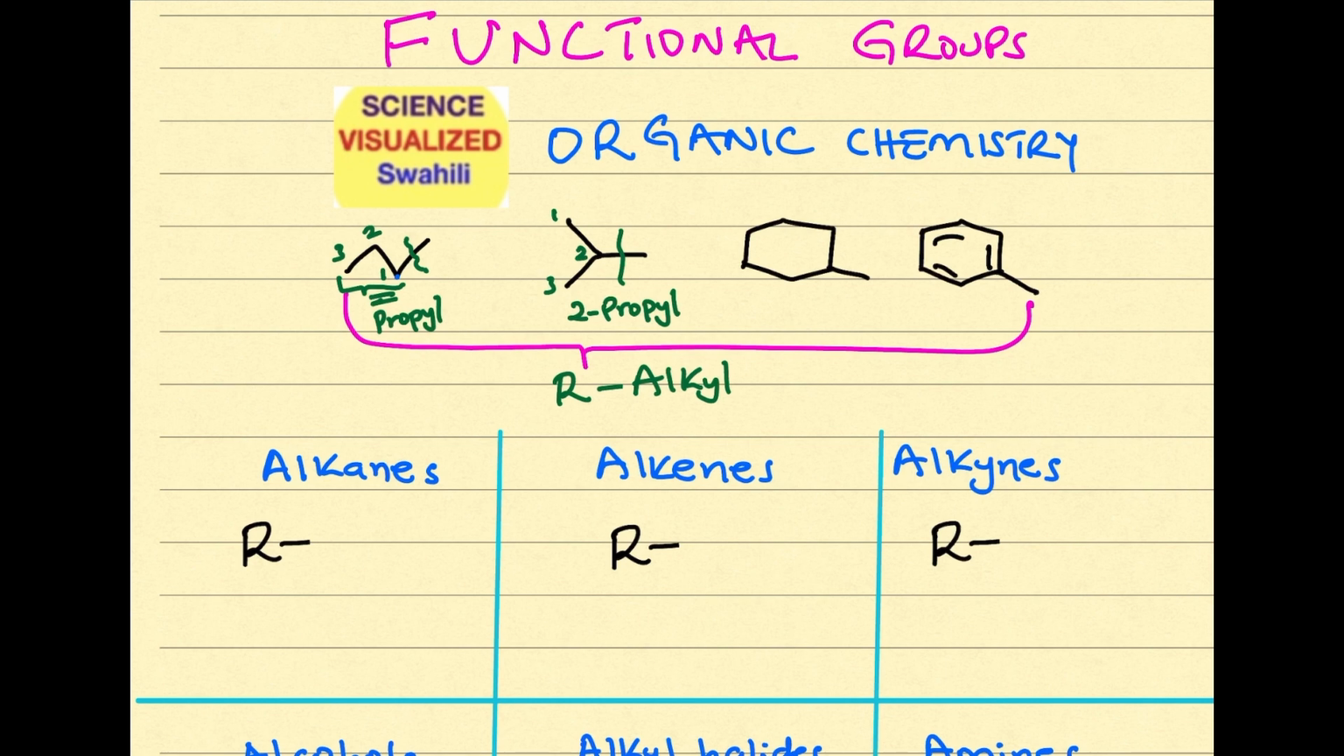So 2-propyl alkyl group. This one here has 6 carbons, so it becomes cyclohexyl. This one here is a benzene ring attached to something else, and that's called a phenyl group. So phenyl group, or phenyl with a Y, not O. So all those are alkyl groups. There are so many different types of alkyl groups, and from now we're going to be using R to mean any type of alkyl group.